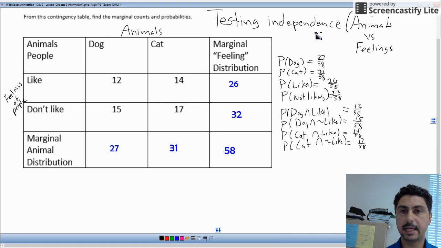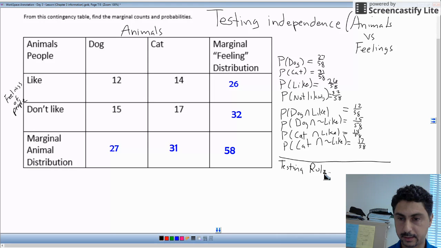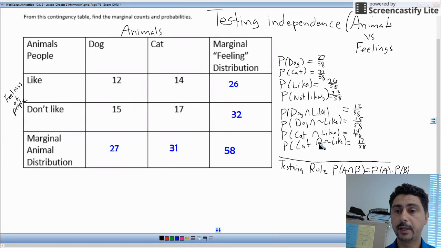And remember, we're trying to test independence. So what we're really after is the general rule. What we're testing is the rule that the probability of A and B is in fact equal to the probability of A times the probability of B. And so we really have to go through 1, 2, 3, 4 tests of this fact. I'm going to break them down into cases. Case 1.